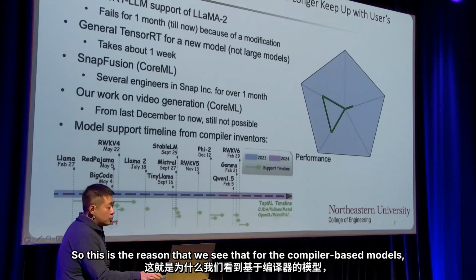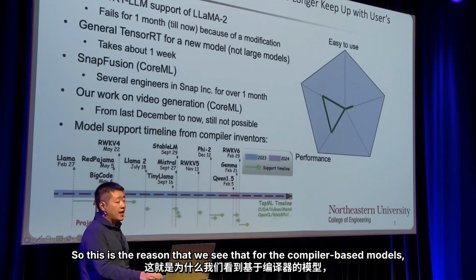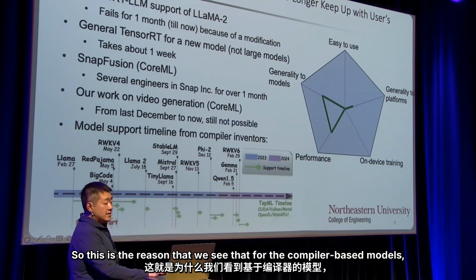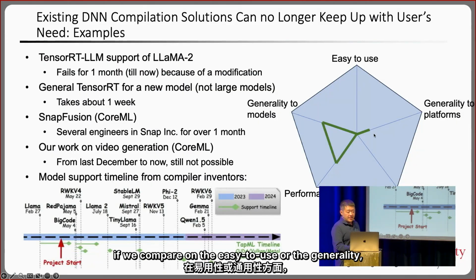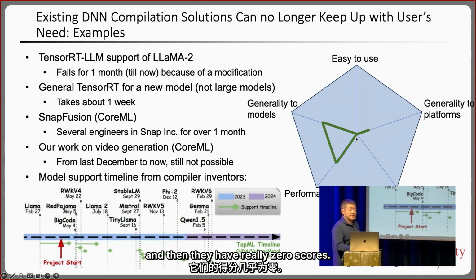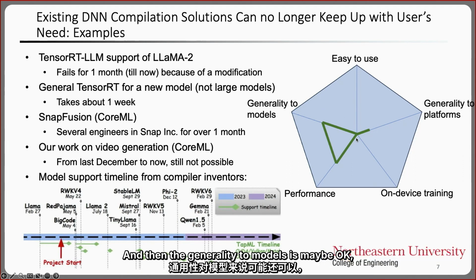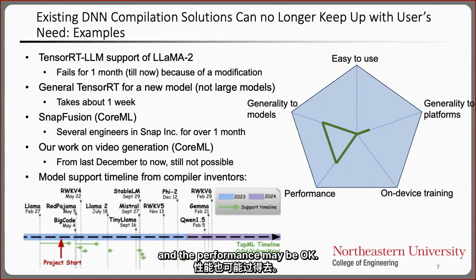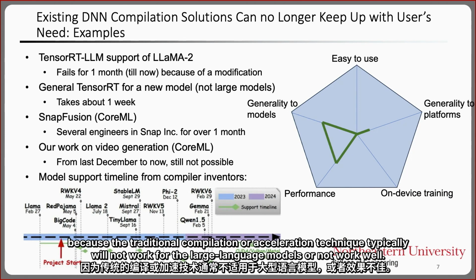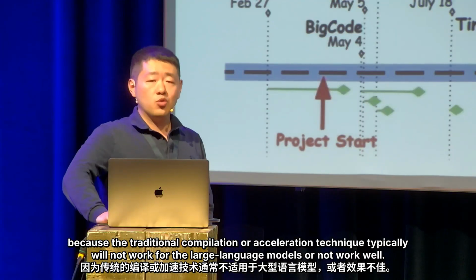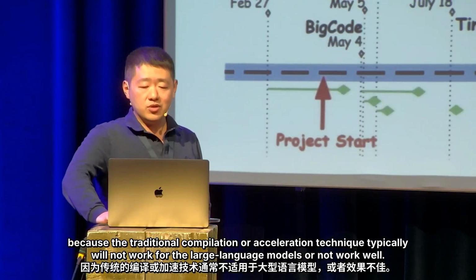So this is the reason that for compiler-based methods, if we compare on ease of use, they have really 0 scores. The generality to models is maybe okay, and the performance may be okay, but there is also a shortcoming, because traditional compilation or acceleration techniques typically will not work well for large language models.